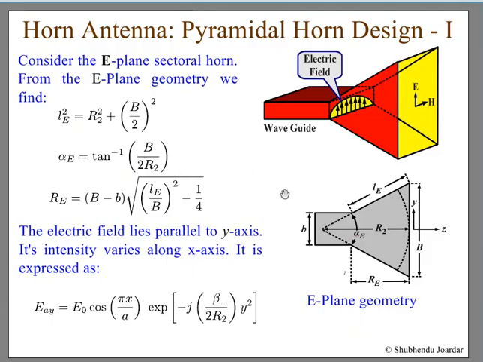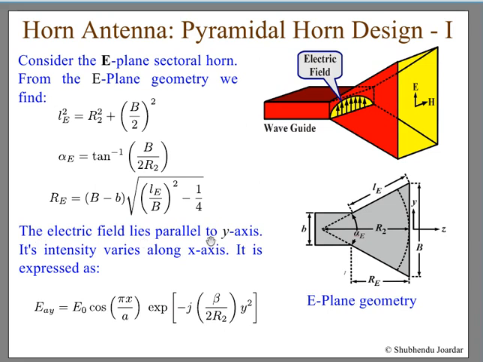If you see the design equations for the E-plane sectoral horn, it means we are expanding it along this direction, nothing going on in this direction. So from this you can find the geometry. This angle is called alpha E, and from this to this is LE, and this distance is RE. And this output distance is actually B. So from this geometrical diagram you can relate these. Alpha E you can find from this tan relationship, and RE also you can find from this.